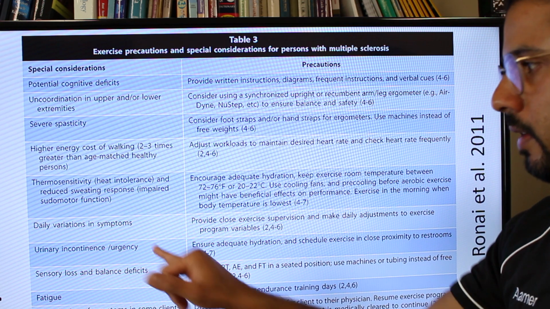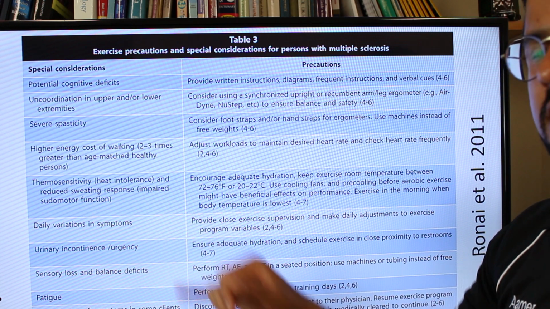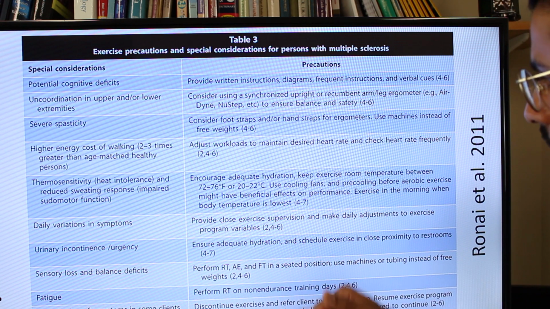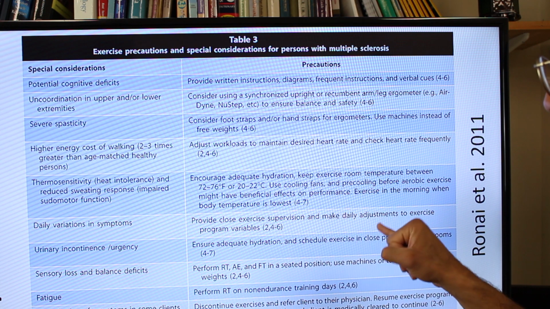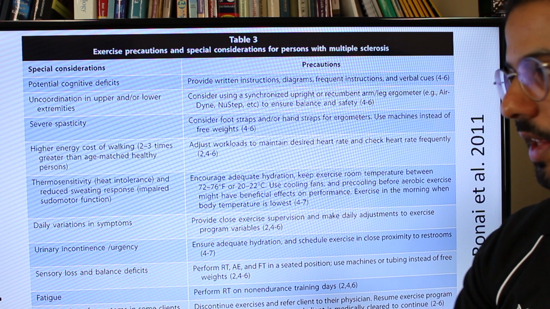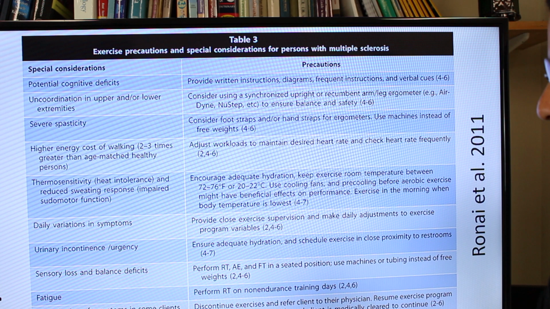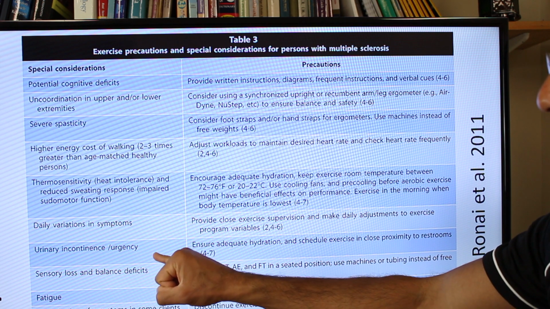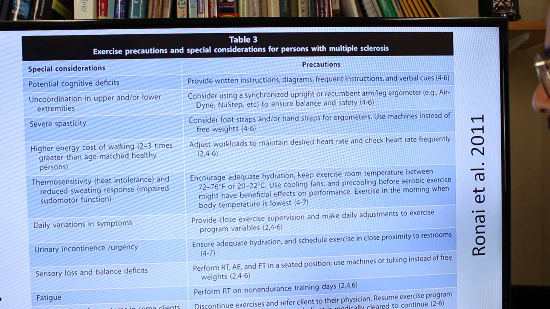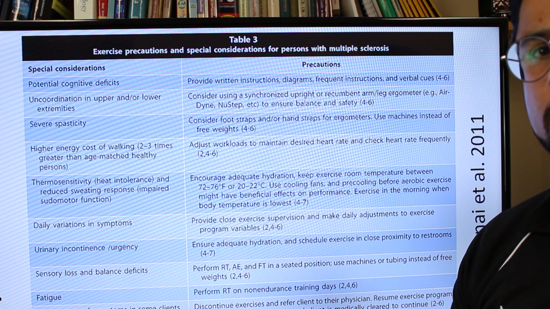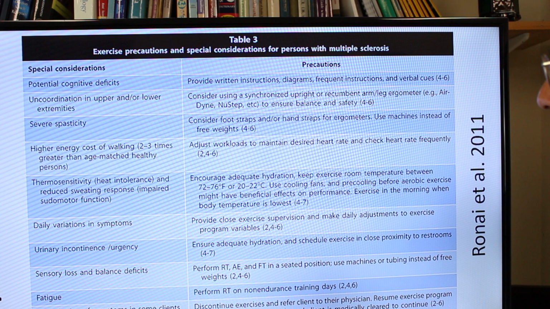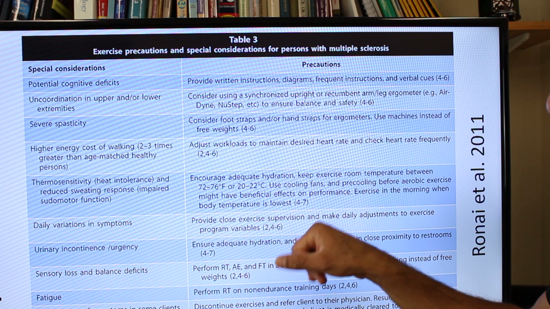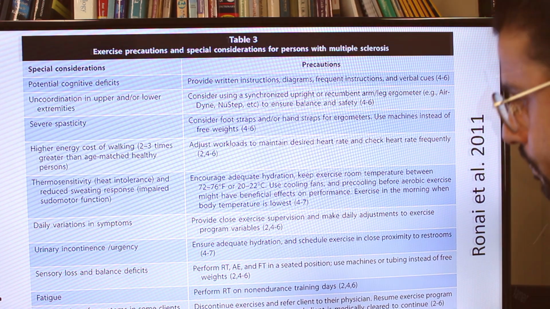Now, keep in mind that there will be variation in symptoms on a day-to-day basis. So you need to make sure that you're closely supervising the patients, and you're ready to adjust the exercise program on an as-needed basis. We know that there's bowel dysfunction that happens in MS, so there may be incontinence and urgency as well for urinating. So just make sure that there are toilets that are available, that they're clean, they're accessible, and then of course, again, hydration stations, make sure adequate water is available.